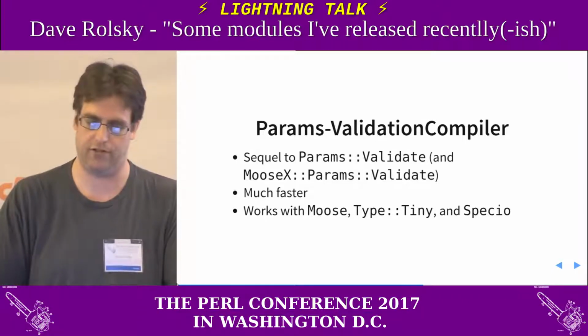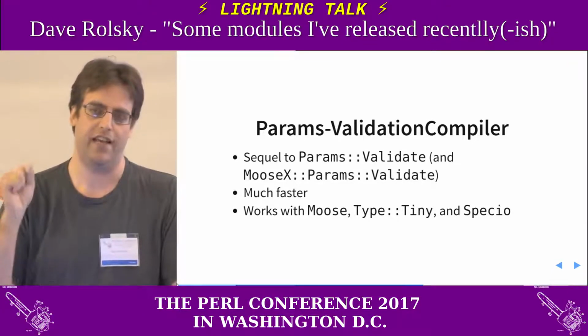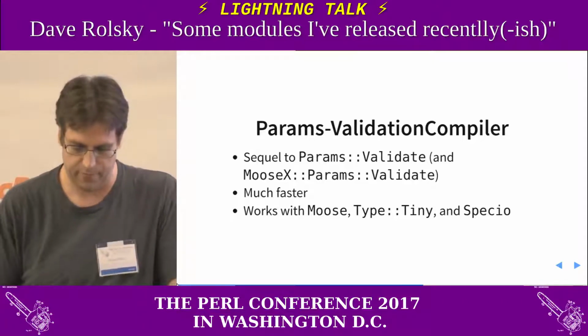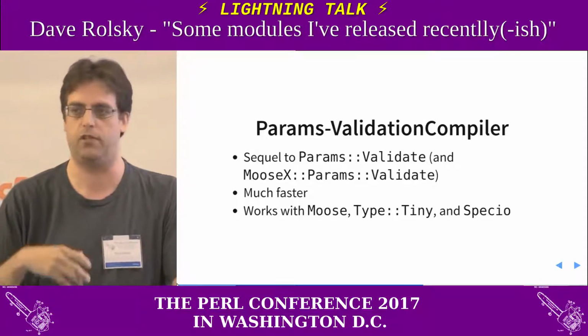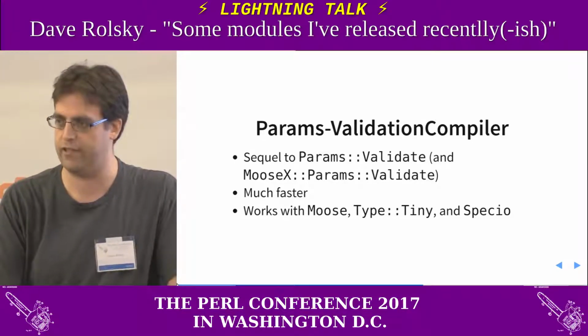So if your type constraints are inlineable, those of you who use type systems in Perl might know what I'm talking about. It will generate a very highly optimized subroutine for you that does the validation. You can use it with the Moose built-in types or MooseX types, Type::Tiny, and Specio. So it's a nice, flexible, fast system.